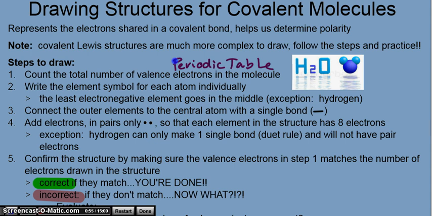Then I'm going to write the element symbols for each atom and spread them out with the least electronegative element in the middle. The only exception to this rule is hydrogen, which is always going to be on the outside because it can only do one bond. Then I'm going to connect the outer elements with single bonds, straight lines. That represents a pair of electrons. Once I have that set, I'm going to add electrons in pairs only, so each element has 8. That's our octet rule.